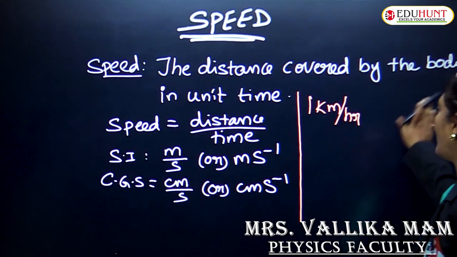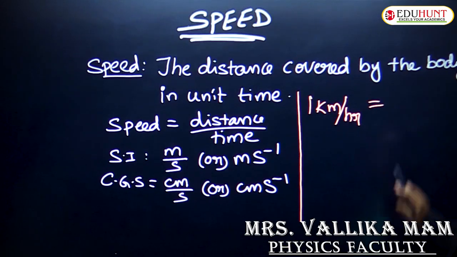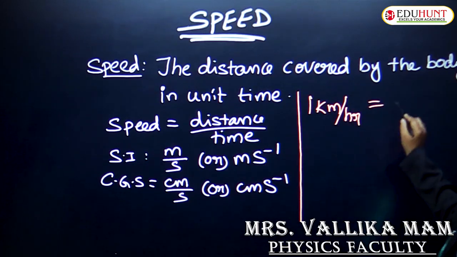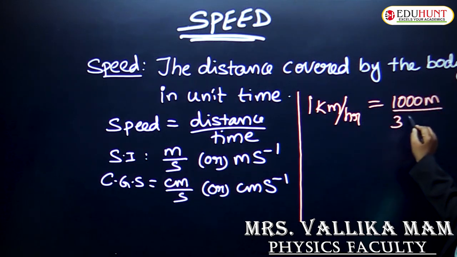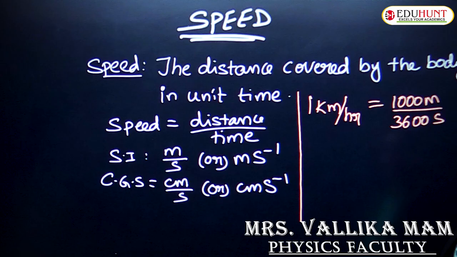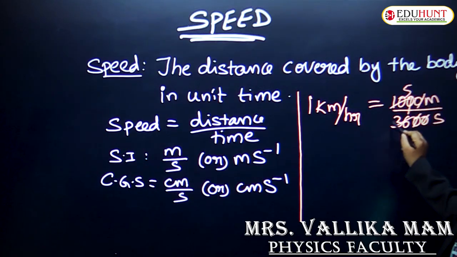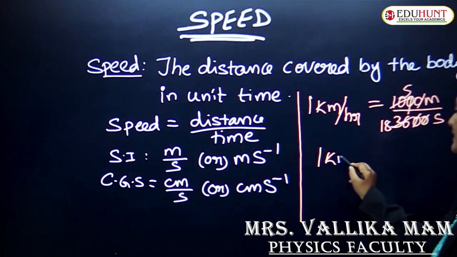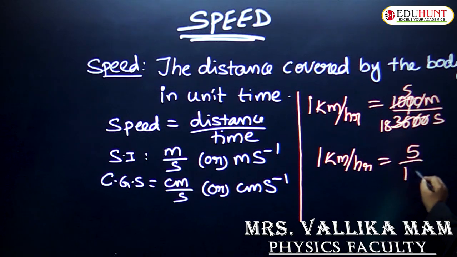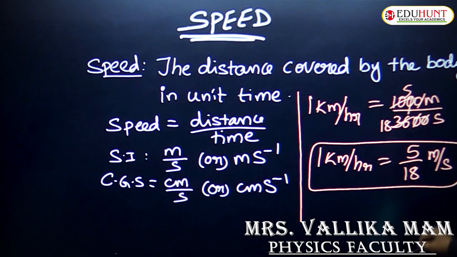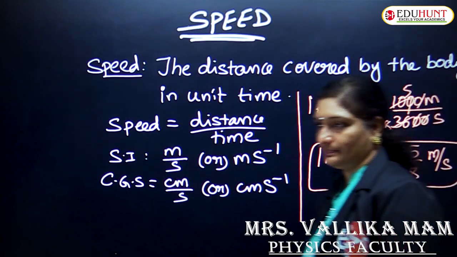And remember, 1 kilometer per hour is equal to 1 kilometer, which in the SI system is 1000 meter, upon 1 hour, which can be written as 3600 seconds. After simplification, this will become 5 and this will be 18. Hence, clearly 1 kilometer per hour is equal to 5 by 18 meter per second. So, you need to remember this. Similarly, 1 meter per second is equal to 18 by 5 kilometer per hour.